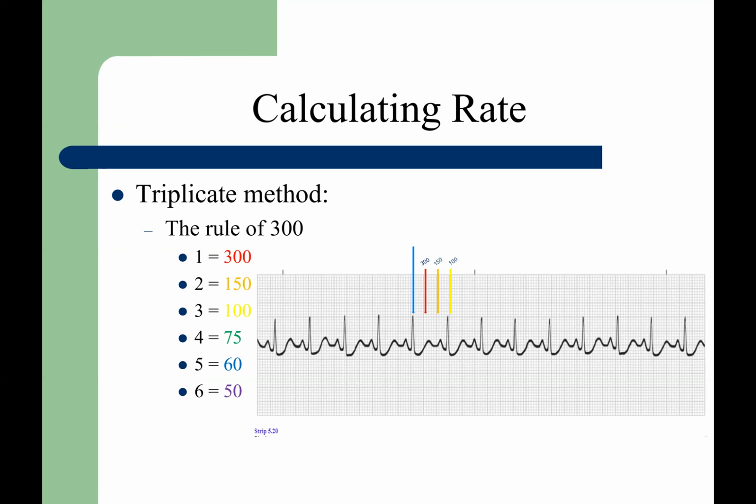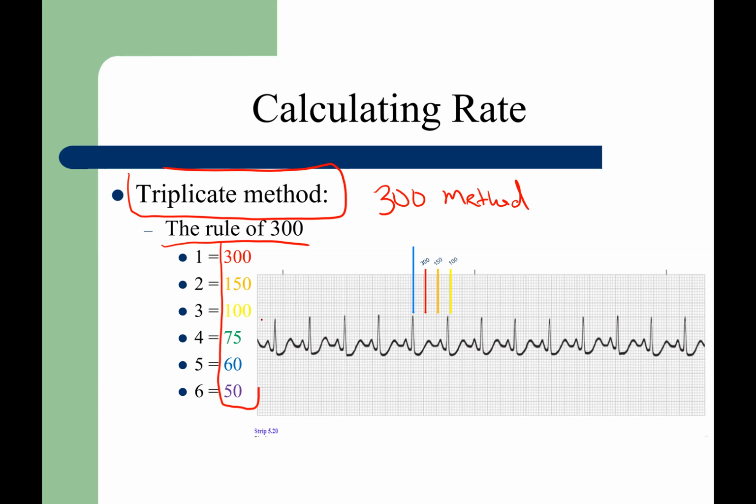So let's talk about calculating the rate. So here, we're going to start with one of our three methods that we're going to cover. So I have a sample EKG here on the screen, and the first method I'm going to show you is what we call the triplicate method, or the rule of 300. You'll hear me refer to it as the 300 method. Okay, so within the 300 method, what we're going to do is identify specific numbers. I have them outlined here on the left in different colors.